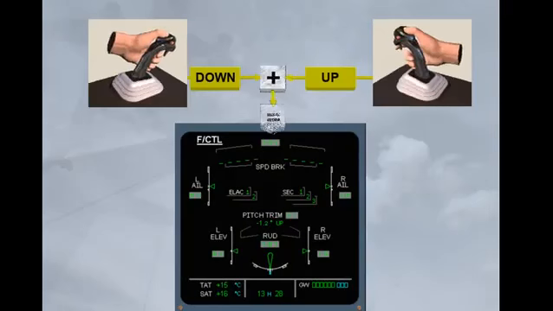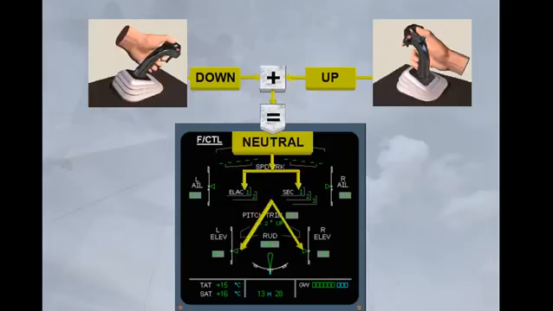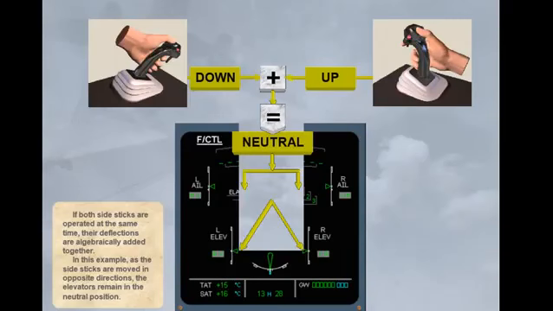If both side sticks are operated at the same time, their deflections are algebraically added together. In this example, as the side sticks are moved in opposite directions, the elevators remain in the neutral position.